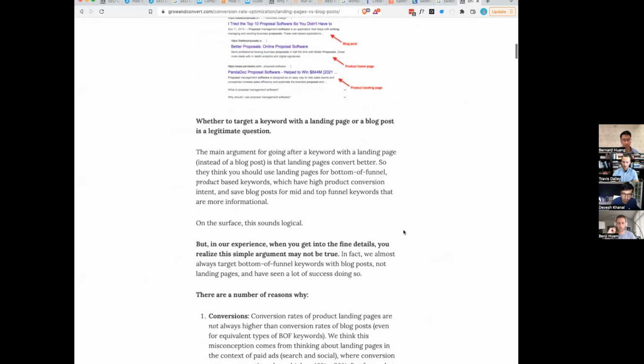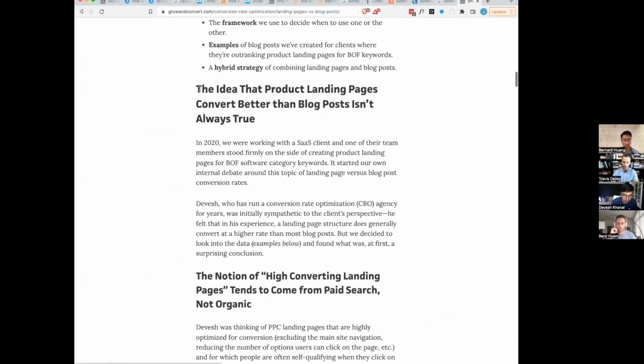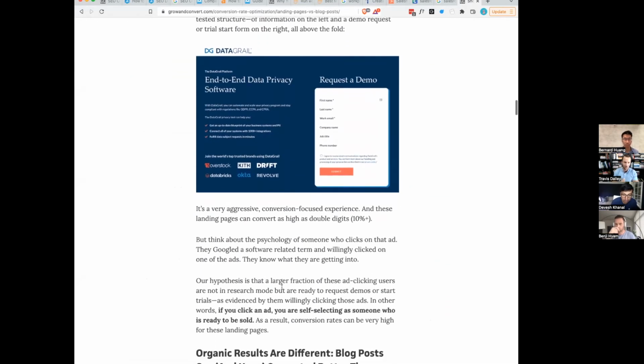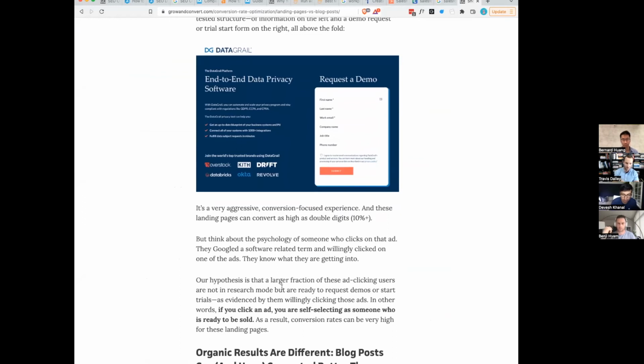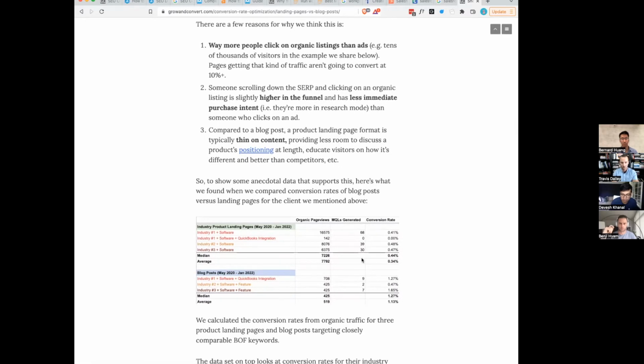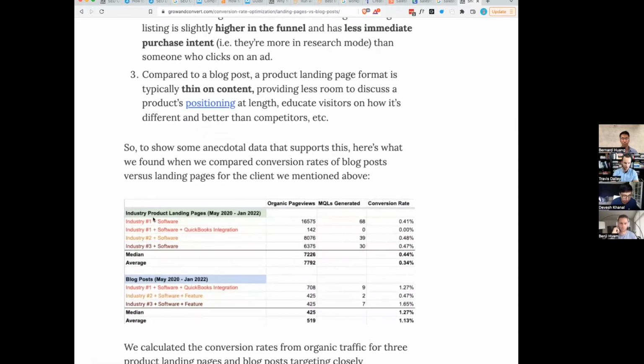When we sat down and measured it, we found, at least for the one or two clients behind this one, a shocking amount of blog posts converted at multiple single-digit percentages, 2, 3, 4 plus percent, versus landing pages for similar conversion things, which did not. In this case, industry landing pages were 0.4, 0.48, 0.47. There's a bunch of details in this blog post saying why we think these are comparable.